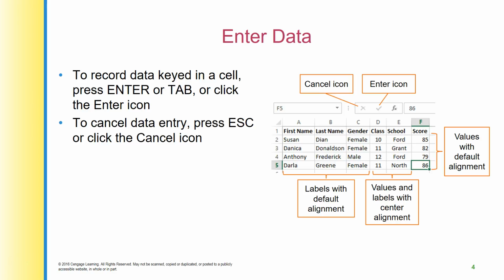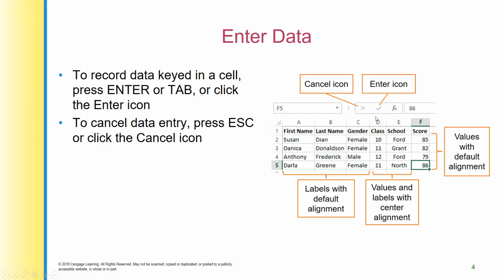So to record the data entered, tap the tab or enter key. You also can click the enter icon on the formula bar to record the data. The enter icon is shown in figure 11.3. Okay, so here's the enter icon. It's like a check mark.